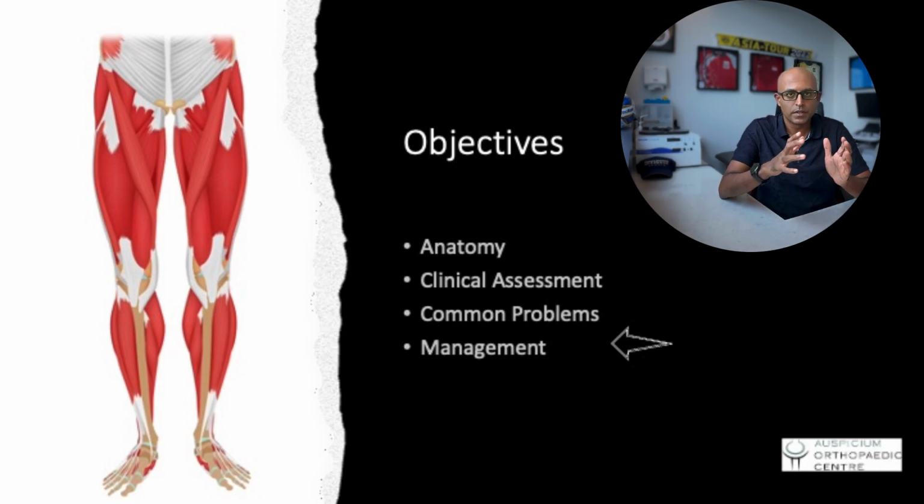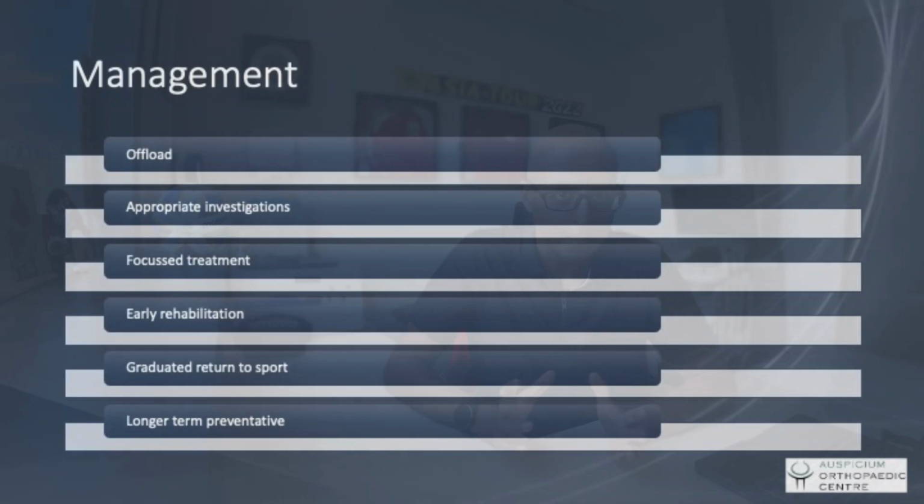So having dealt with the hip, thigh, and knee common problems, let's have a look at some broad principles quickly in terms of management. So this is how I look at it. First and foremost, offload the area. Next, we want appropriate investigation and focused treatment. Next, we want early rehabilitation. There needs to be a graduated return to sport. And then finally, we want to try and put in some preventative strategies as well.